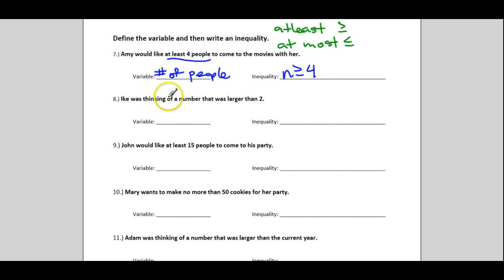Number 8. Ike was thinking of a number that was larger than 2. In this case, our variable is going to stand for the number that Ike is thinking, right? We're trying to guess the number in his head. So in this case, I'll even use an I for Ike. He's thinking of a number larger than 2. Larger means greater than. So in this case, it'll be I is greater than 2. The number he's thinking is greater than 2. So it could be 3, 4, 5, etc. Okay? All right, so last part of this podcast, pause it here, and then check your answers here.